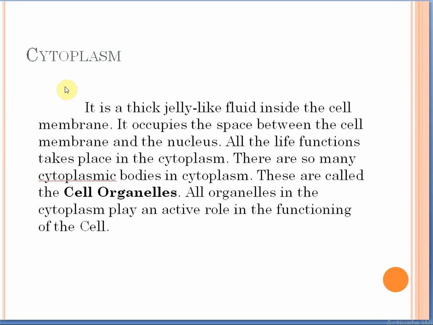The next comes the cytoplasm. What is the cytoplasm? It is a thick jelly-like fluid inside the cell membrane. When you observe a cell under a microscope, you will find a jelly-like substance inside the cell. That jelly-like substance is the cytoplasm. It occupies the space inside the cell; whatever spaces are there are covered by the cytoplasm only.